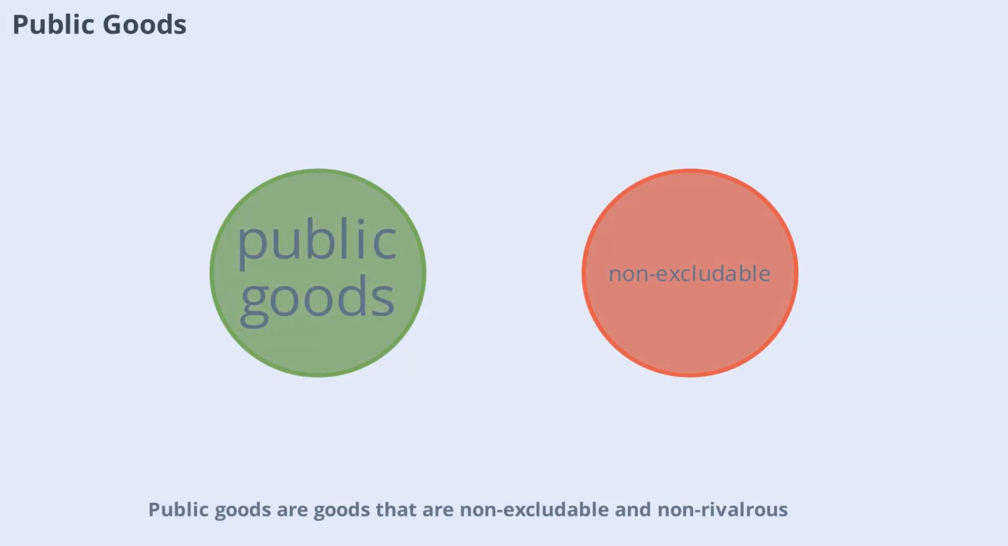Public goods are goods that are non-excludable and non-rivalrous, meaning that one person's use doesn't reduce availability for others, and no one can be easily excluded from using them. Examples include national defense, street lighting, and clean air. Because private markets often underprovide public goods, governments usually step in to ensure they are available to everyone.